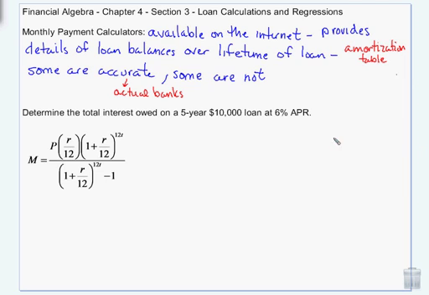This is just sort of a repeat of what we already did. We're going to determine the total interest on a 5-year $10,000 loan at 6% APR. Now, we could use the table for this, but just to practice more, I'm going to use the chart. Okay, so I got 6% interest, 5 years, $10,000.